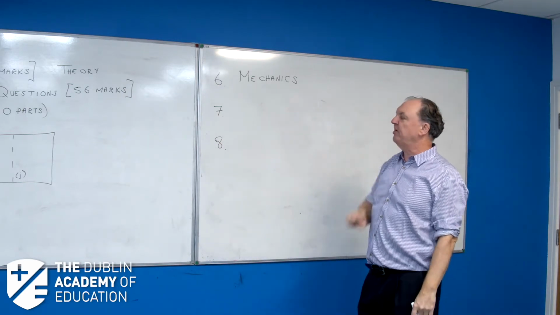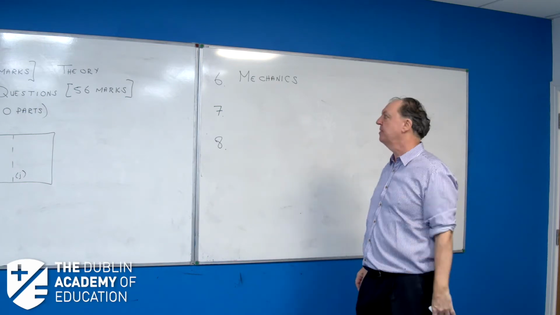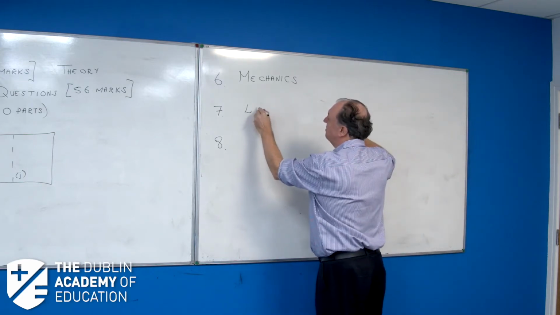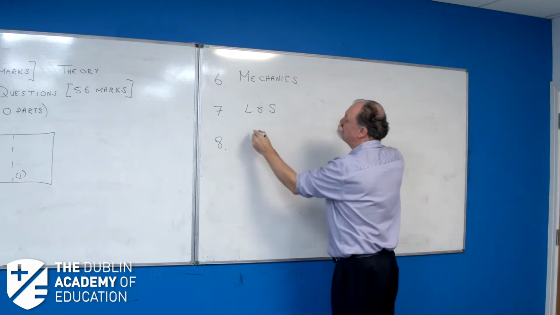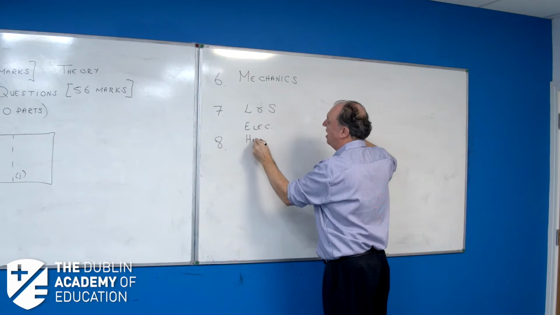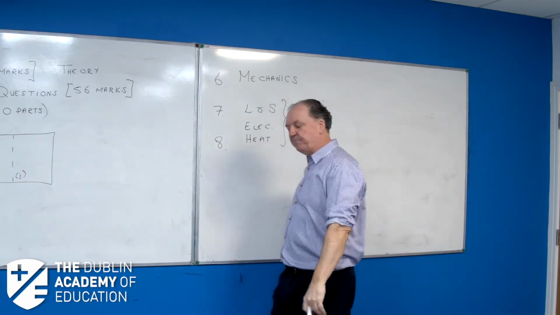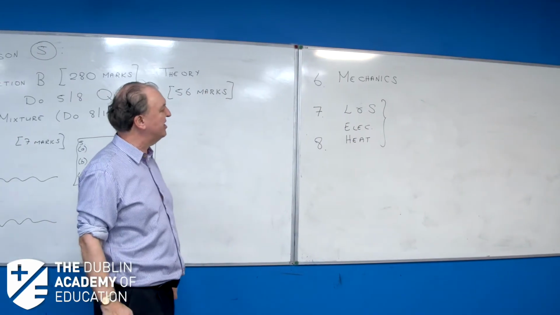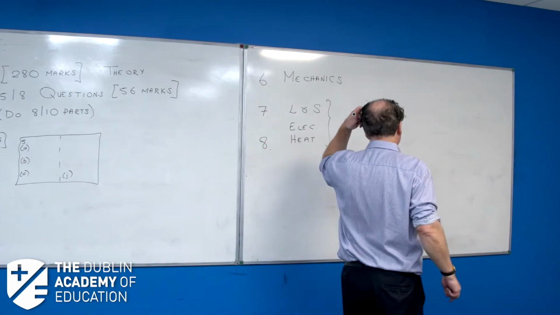Actually, I think those 3 questions, 6, 7 and 8, may be the toughest questions on the paper. Question 7 could be a full question on light and sound. Could be a full question on electricity. And occasionally a full question on heat. I don't know, they all move around. Can't say for certain. They're tough questions. 6, 7 and 8, all these questions, of course, are 56 marks.